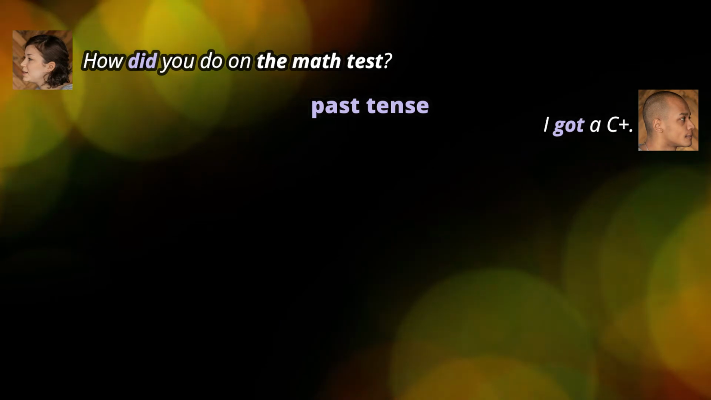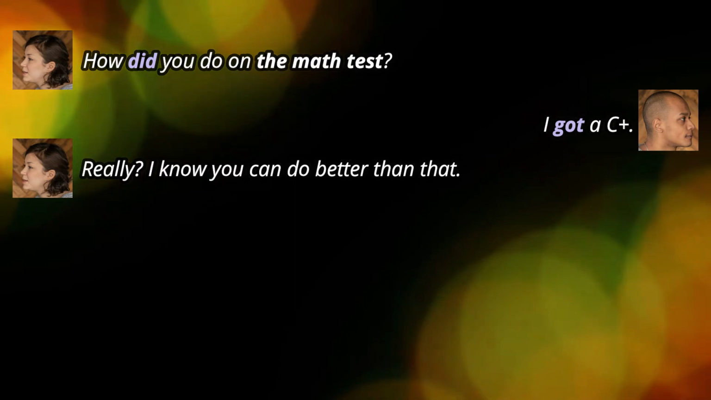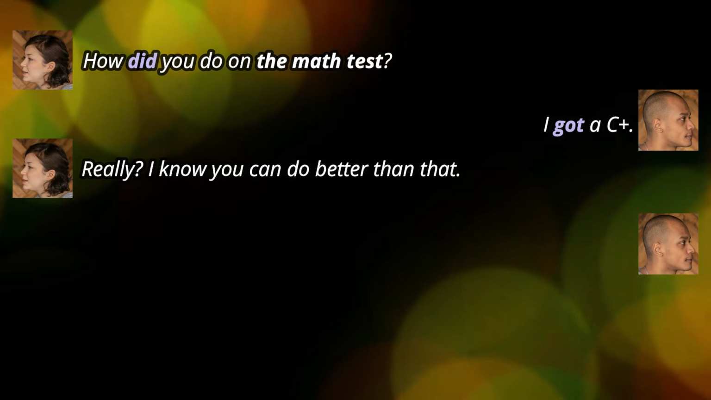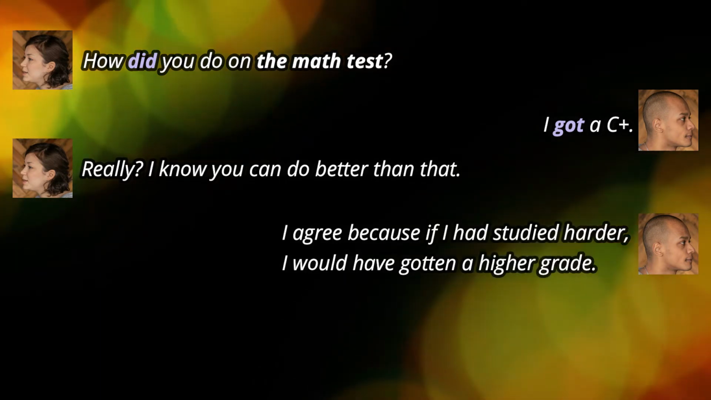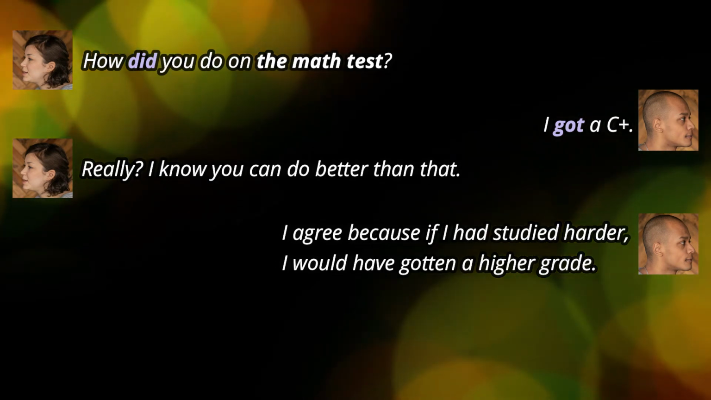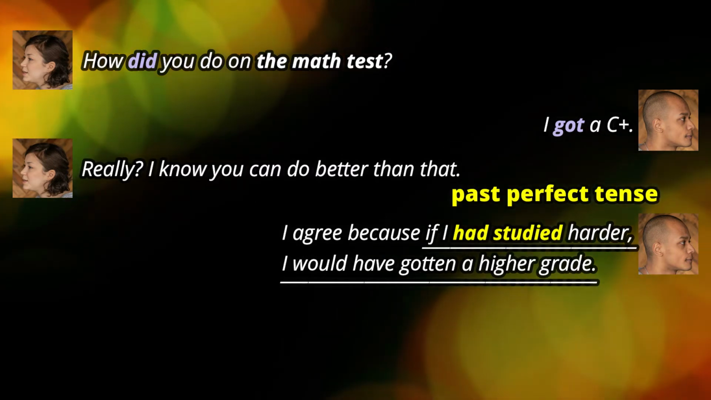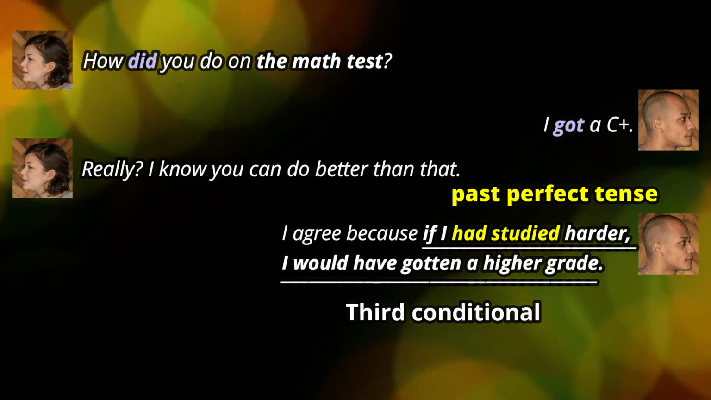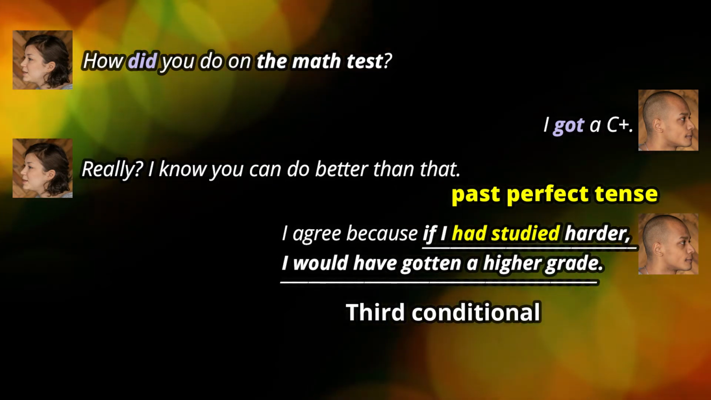And then we go to the second part of the conversation. And the woman says, "Really? I know you can do better than that." And the man responds, "I agree, because if I had studied harder, I would have gotten a higher grade." Now we can see where the past perfect tense is used here, and this is a conditional. This is actually the third conditional. If you're a little bit unsure of conditionals, look at my videos on conditionals, but I'll explain a little bit here.